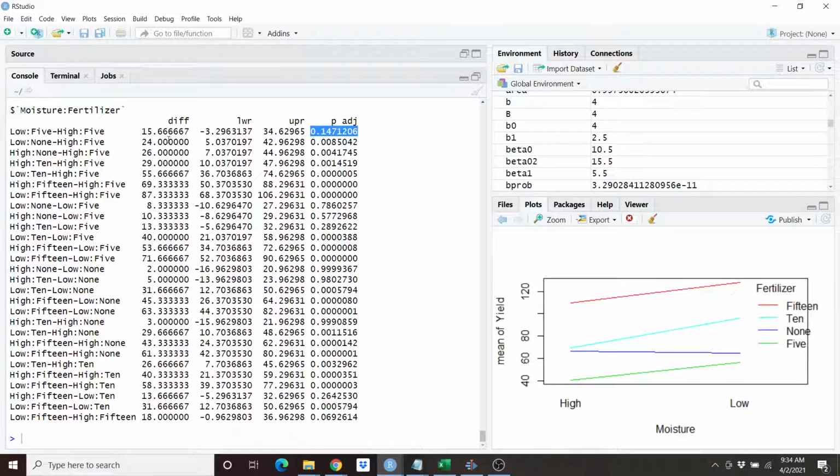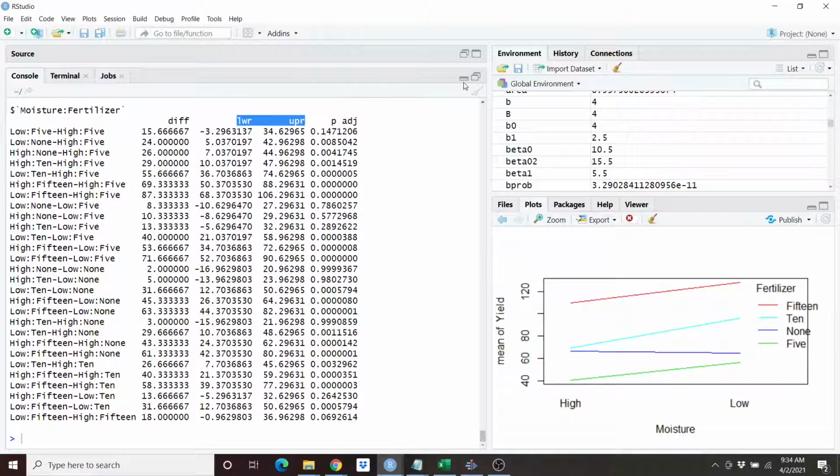Notice our differences here. And notice that the largest difference is between low and 15 and high and 5. Also notice you've got your lower and upper simultaneous confidence intervals.